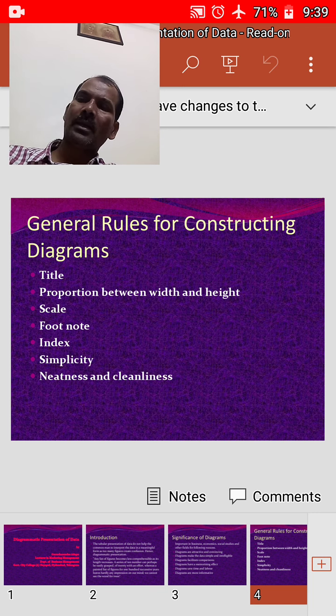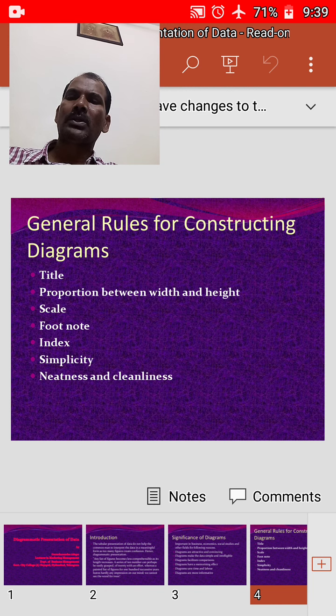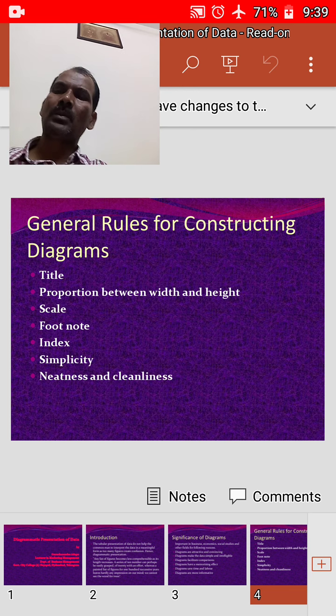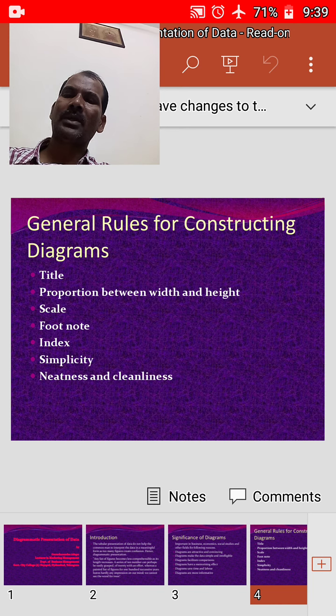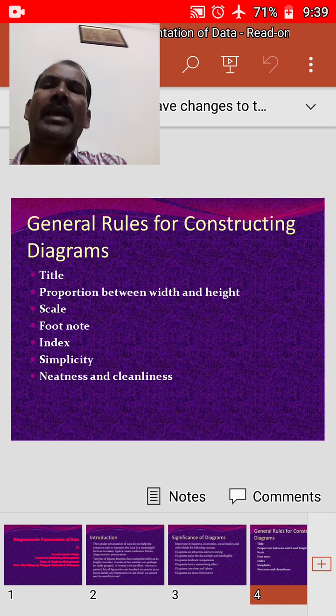And the next one is scale. The scale should incorporate all the necessary details of the data. As far as possible, scale should be in even numbers or in the multiples of 5 or 10. Example: 5, 10, 15, 20, 25. Okay, or 10, 20, 30, 40, etc. And numbers such as 1, 3, 5, 7, 9 should be avoided as far as possible. The scale should clearly specify the size of the unit and what it represents. For example, rupees in lakhs, metric tons in millions, number of persons in thousands, etc.